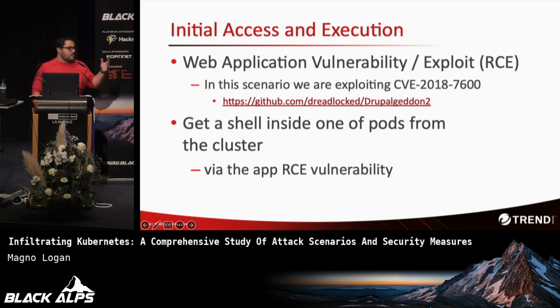And after they got a shell inside one of the pods, right, the pod is the smallest unit of a Kubernetes cluster. It can have one or more containers running inside. Via this vulnerability, they got a shell there. After that, they try to escalate privileges, right? Perform privilege escalation or lateral movement.